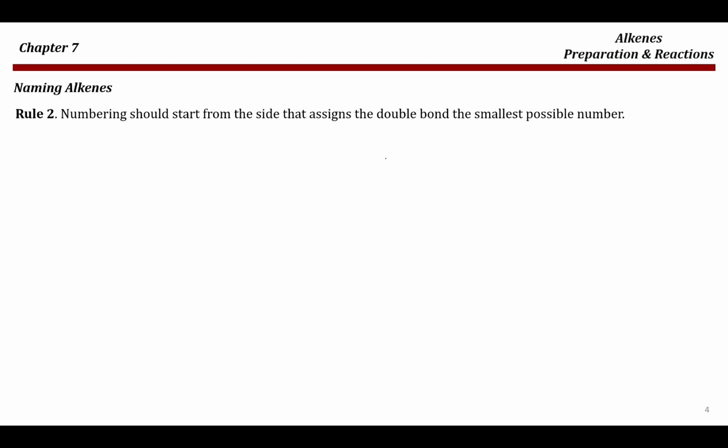The second rule is that when assigning numbers, the double bond should be given the smallest possible number. That's why we have to count from the side which is closest to the double bond. So for example, in this case here, again, this is the longest chain, so this is 1, 2, 3, 4, 5, 6. So this is hexene. And when I want to assign the number for this double bond, I will start counting from the left side, because in this case the double bond will be at position 1, whereas counting from the right side will assign number 5 to the double bond, which is not what we want.